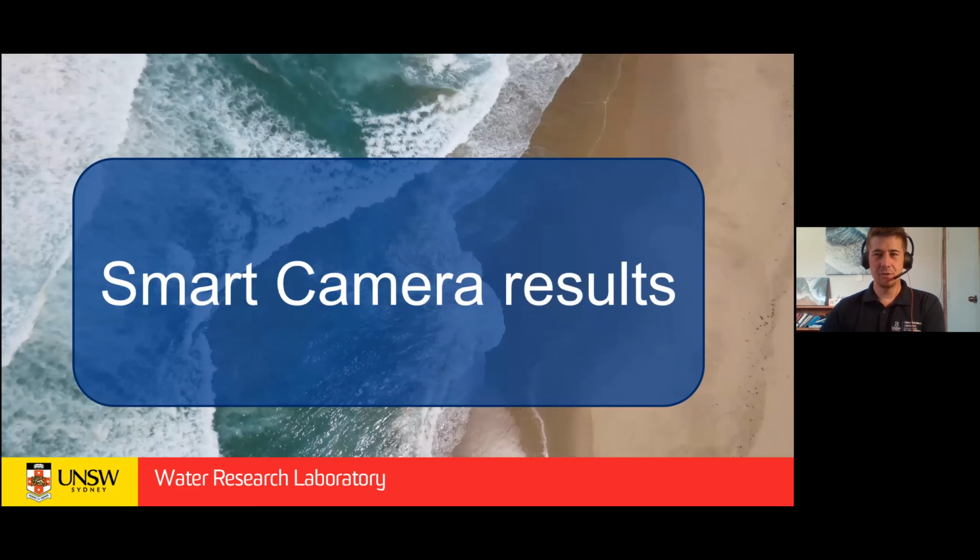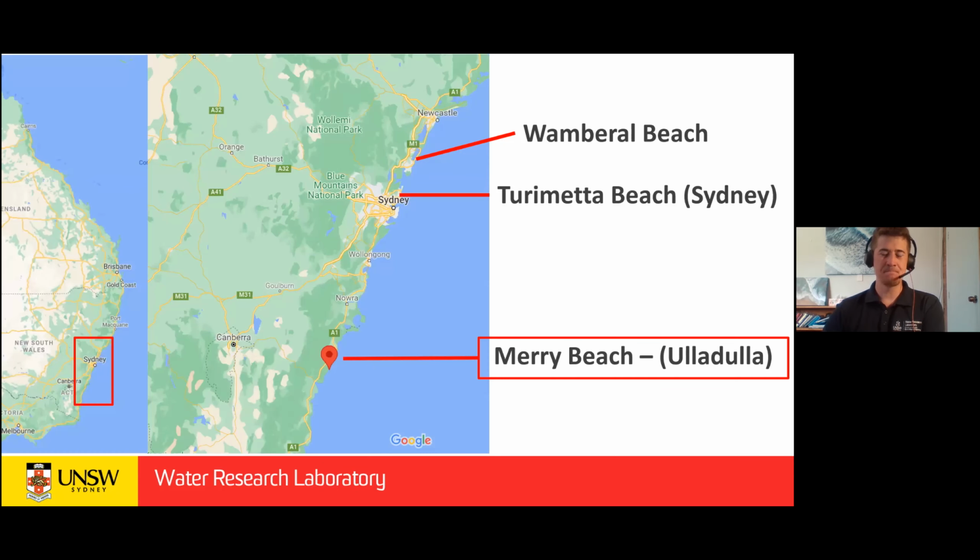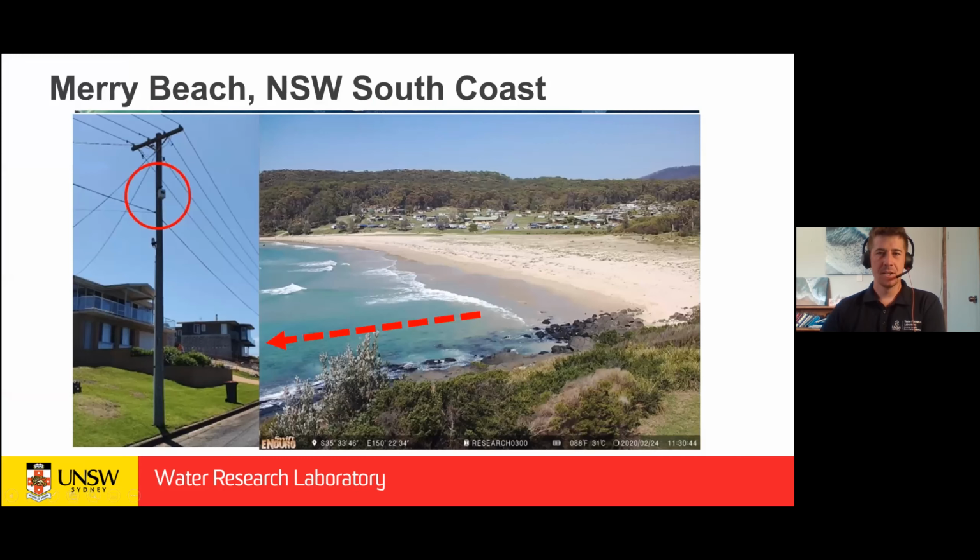So let's have a look at a few results from our people counting around the New South Wales coast. And to do that, I'll show you 3 different locations centered around the Sydney region. To start off with, let's have a look at Ulladulla, which is south of Sydney, about 4 or 5 hours. And we'll have a look at Merry Beach. So at Merry Beach, here's a picture of one of our cameras installed on a telegraph pole. And here's the view of the beach.